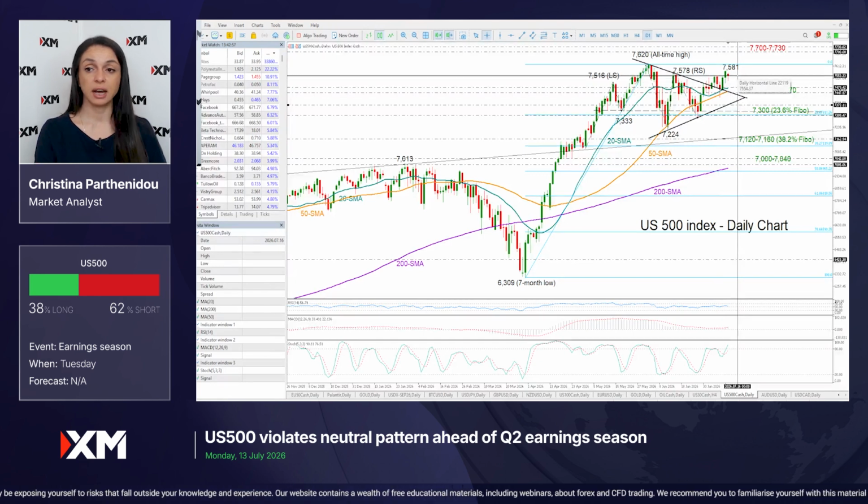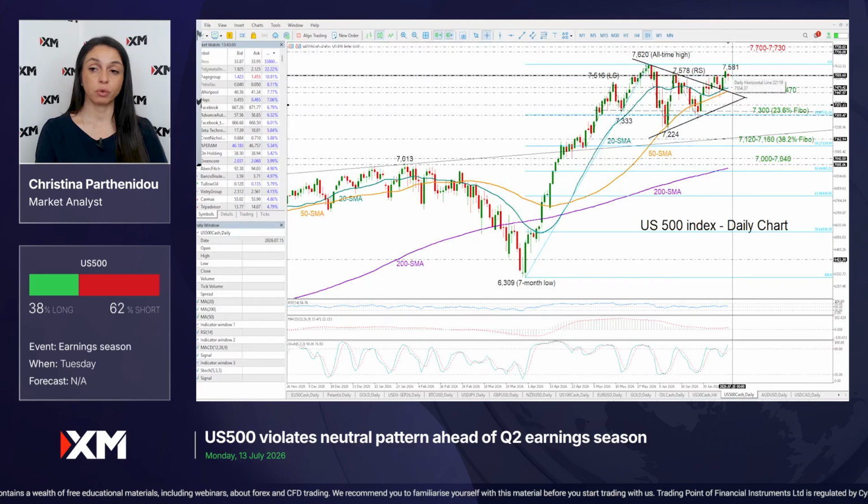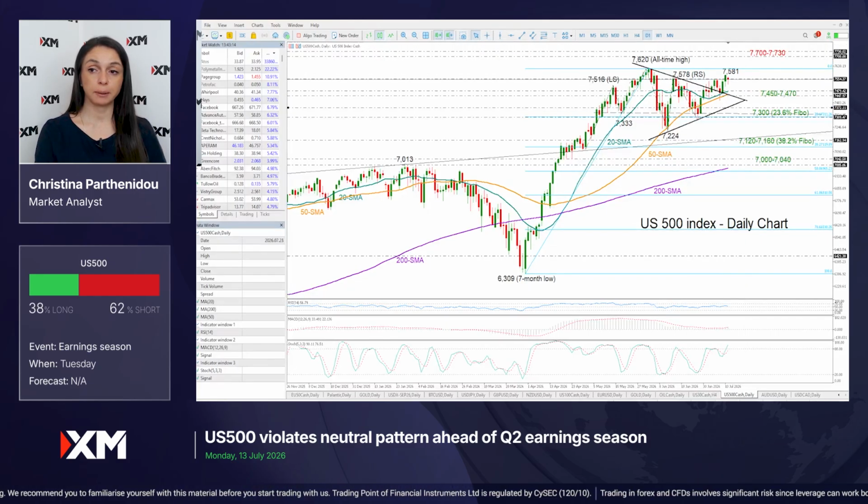Nevertheless, I would like to see another green candlestick above the previous high from June at 7,578. In this case, a more convincing break above this boundary could drive the price towards new all-time highs, probably somewhere between 7,700 and 7,730. Well, if that fails and we see a pullback, then the 20 and 50-day moving averages seen between 7,450 and 7,470 could support the market ahead of the lower band of this triangle, seen near 7,360.